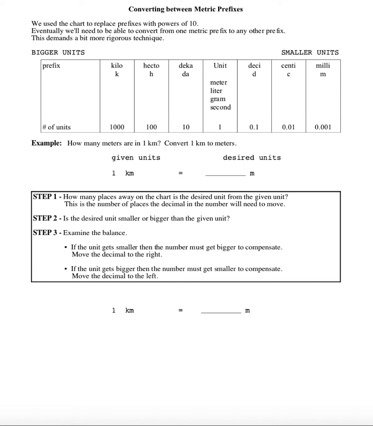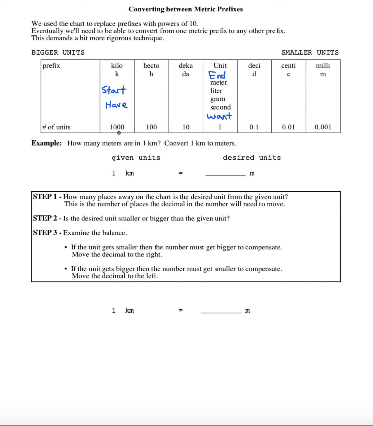Here are the steps. First, we want to know how many places away on the chart is the desired unit from the given unit. This will be the number of places that the decimal in the number needs to move. So let's say I'm going to convert 1 kilometer to a number of meters. So we're going to start here. This is what we have. And then we'll end with the base unit of just meter. This is what we want.